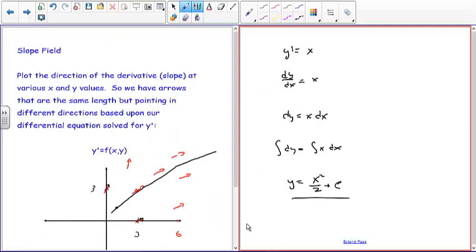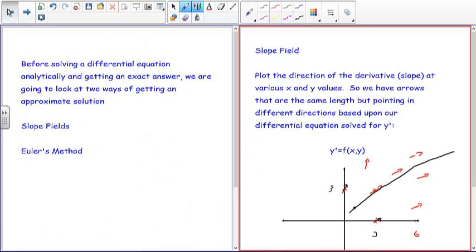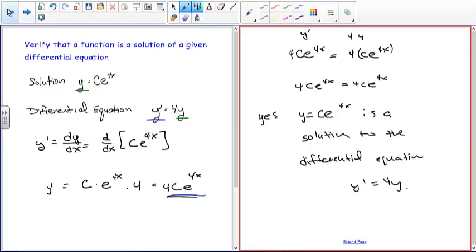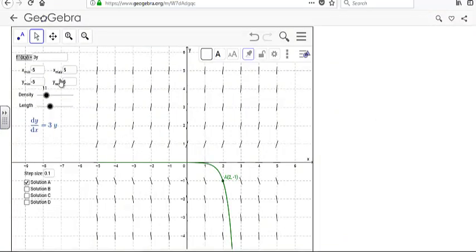If we go back to one of the problems that we did earlier, what is the solution to this differential equation, y prime equals 4y? Well, it turns out the solution is y equals c e to the 4x. So if we put in y prime is equal to 3y, we should get an exponential looking function, which it does, except it's going the opposite direction. So what if we put a minus? What does that do?